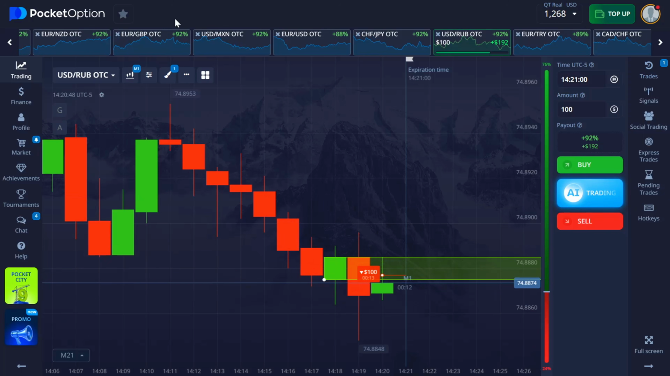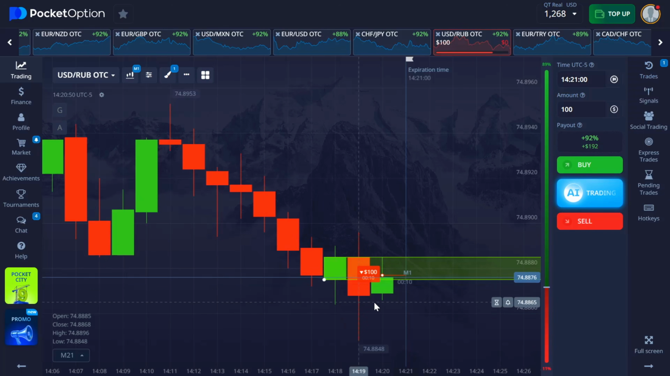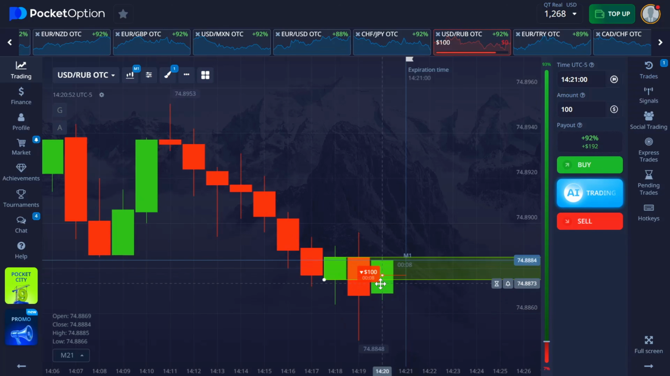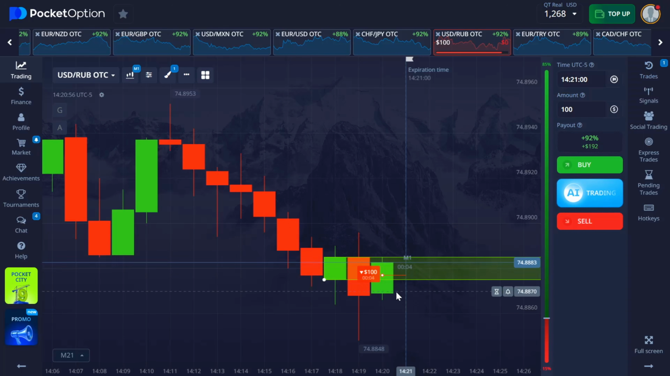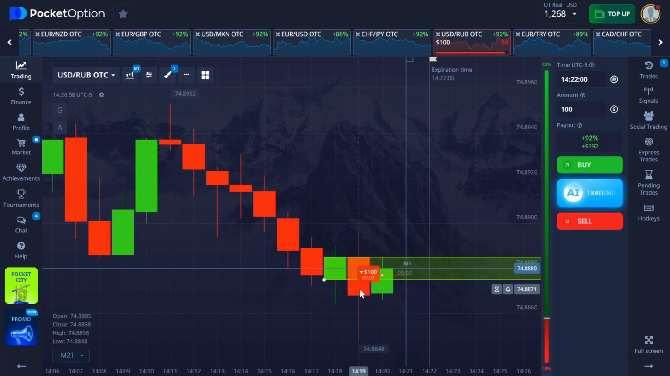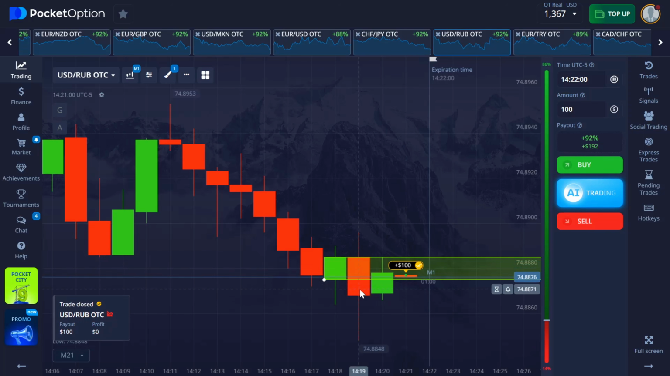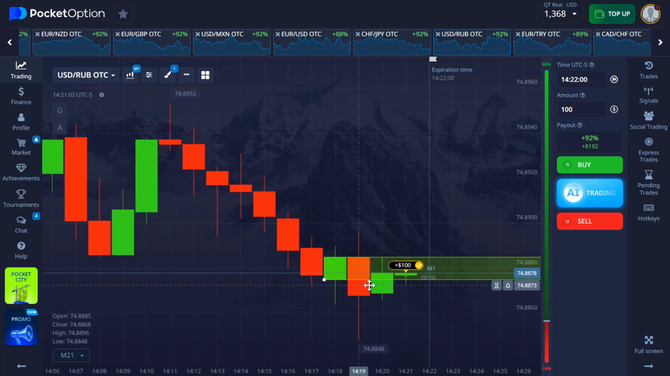Now remember, I told you that the candle needs to break the wick. It looks as if it's working here, but you see how the price is fighting. It's because this engulfing candle is not strong. Okay, it was a draw, but still the engulfing candle was not strong enough. That's why that happened.